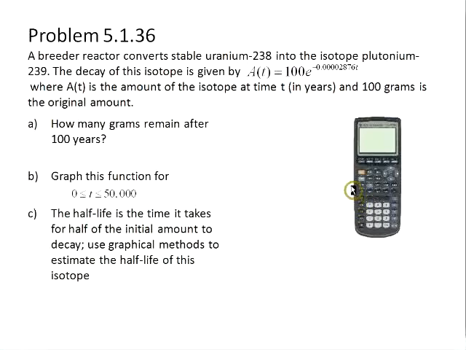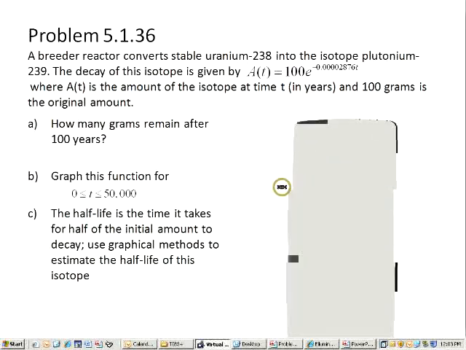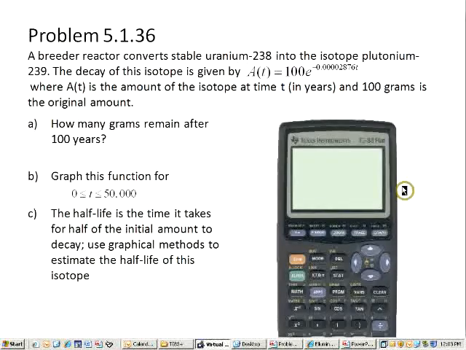Let me read you the problem. It says a breeder reactor converts stable uranium-238 into the isotope plutonium-239. The decay of this isotope is given by A of t is equal to 100 e raised to the negative 0.00002876 t, where A of t is the amount of the isotope at time t in years, and 100 grams is the original amount. We want to find how many grams remain after 100 years.